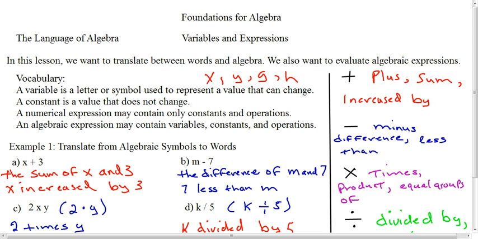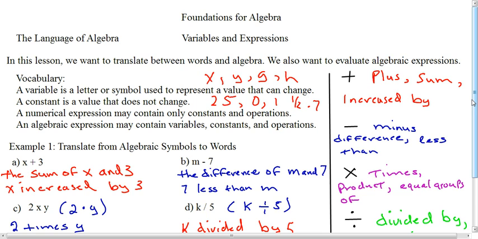We also need to understand what a constant is, and that's a value that does not change. What I mean by a constant is 25. No matter where you place 25, 25 is 25. We could say 0. We can say 1. We can say 1/2. We can say 0.7. All of these values are constant. They do not change.